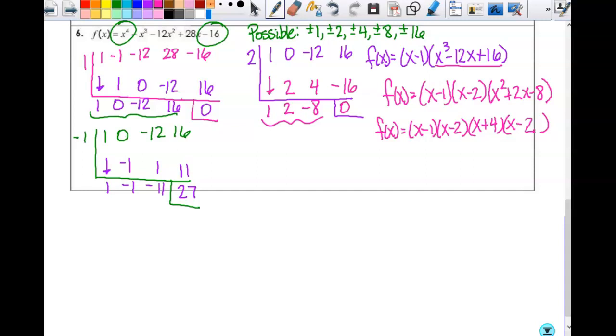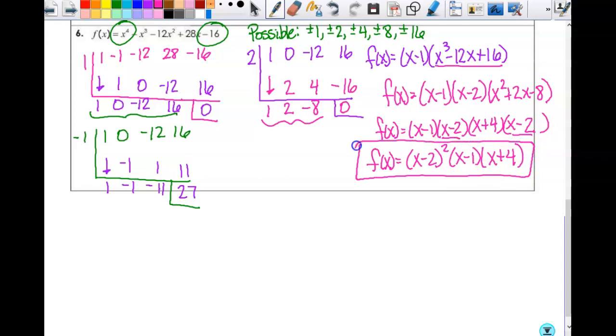So do you agree with my 4 factors? I have 4 factors here that I've written out. Is this how I should write my final answer? No, because look, you got 2 of these, right? So this is really f of x equals x minus 2 squared times x minus 1 times x plus 4. And the order in which you write your factors does not matter. You can multiply in any order, so it's fine. So this is my fully factored and condensed form.